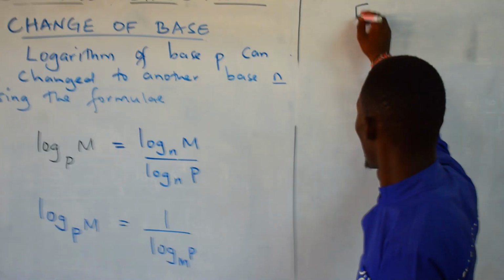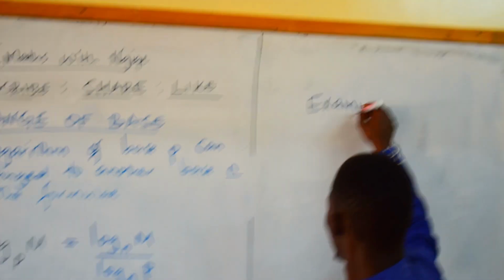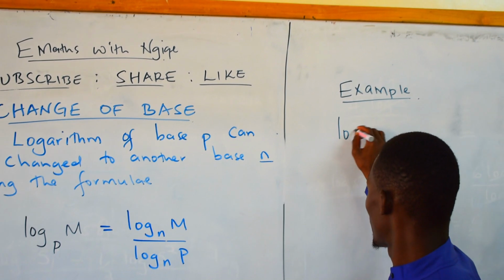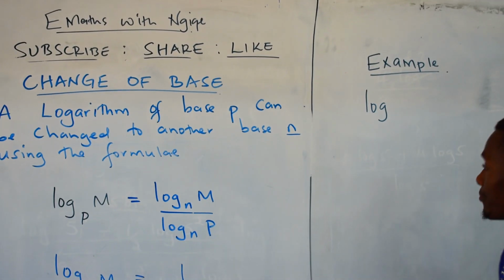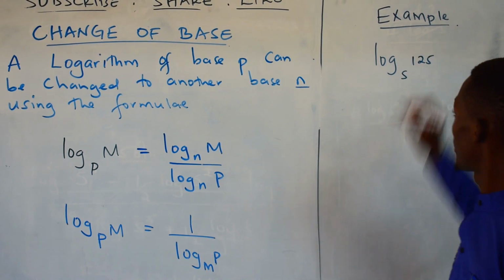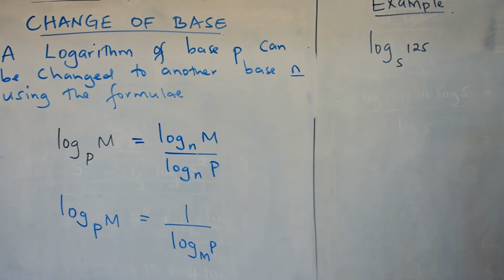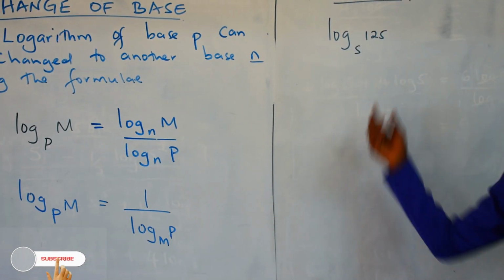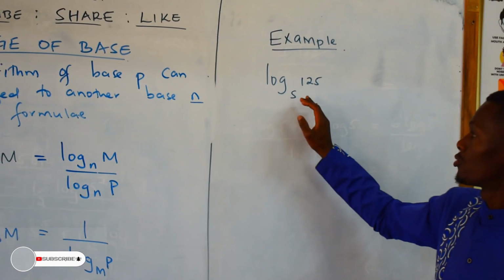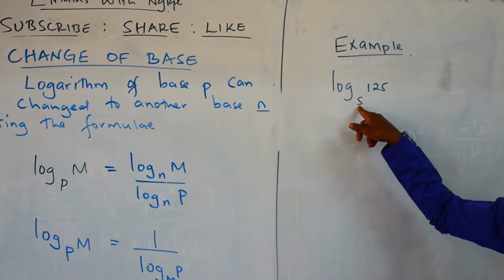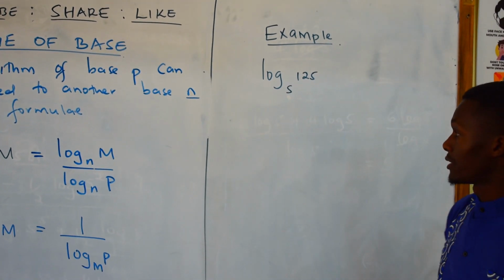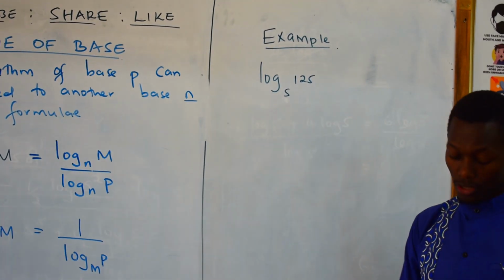Example. Let's say we are solving log of 125 to base 5. Normally, as we have seen before, you're supposed to find the power to which this base must be raised for you to get 125, and we know that the answer should be 3.